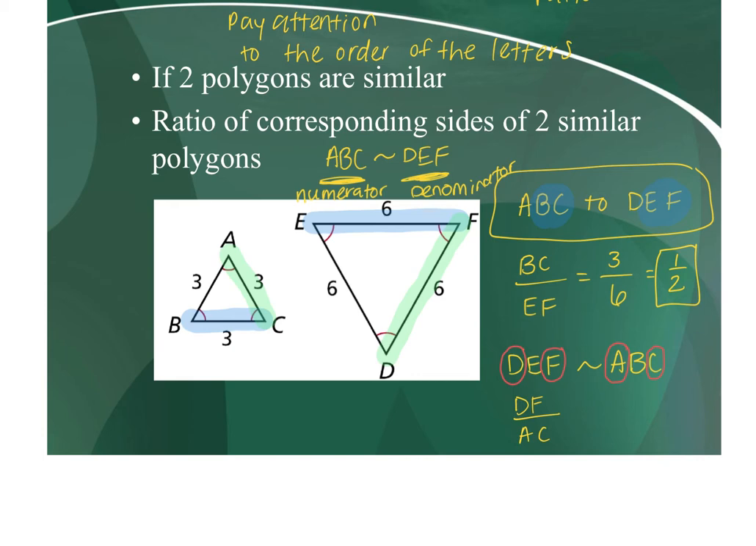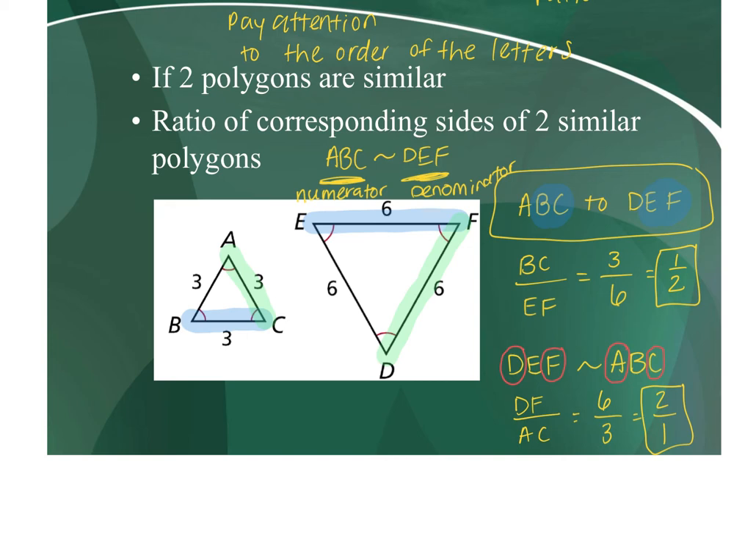So DF over AC. What's the measure of DF? Noah? 6. What's the measure of AC, Teresa? 3. So now our ratio is not 1 over 2. What's it going to be? 2 over 1. What do we notice about when we flipped our similarity?